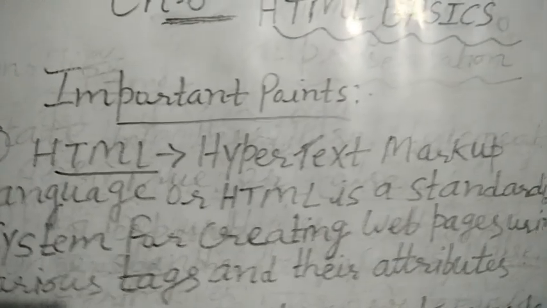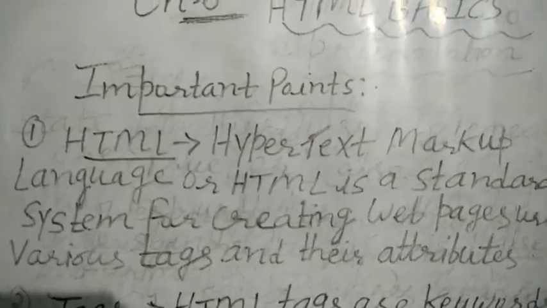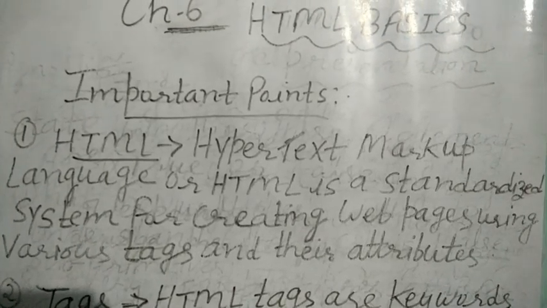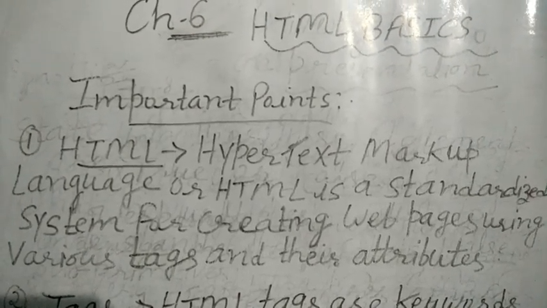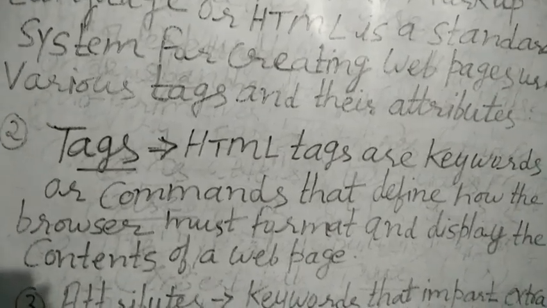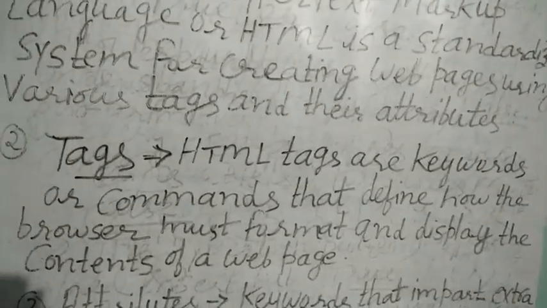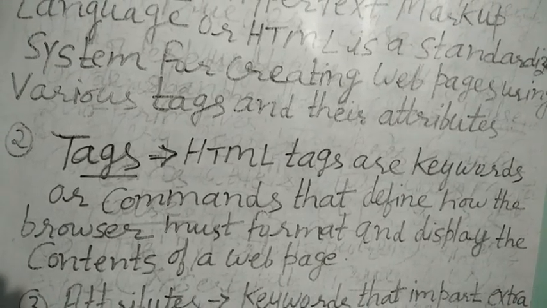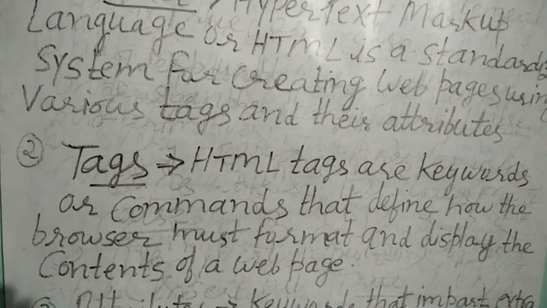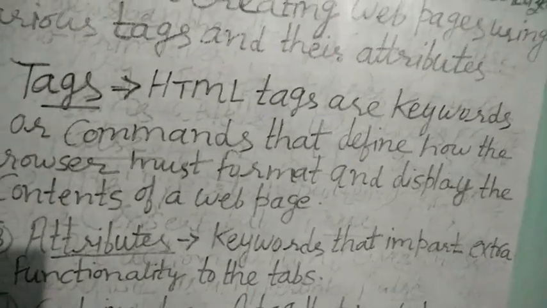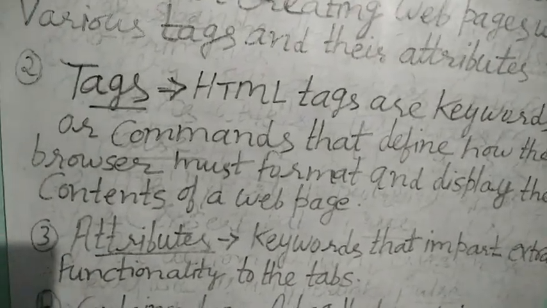HTML is a hypertext markup language, or HTML is a standardized system for creating web pages using various tags and their attributes. Number second point, tags. HTML tags are keywords or commands that define how the browser must format and display the contents of a web page. Next, third is attribute. Attribute is a keyword that imparts extra functionality to the tags.